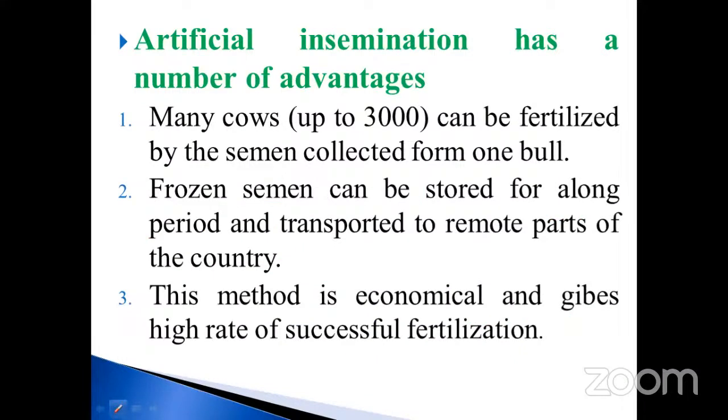What are the advantages of artificial insemination? Sometimes they may ask the question. The main advantages we already discussed, isn't it, my dear? Artificial insemination has a number of advantages. Up to a maximum of 3,000 cows can be fertilized by the semen collected from one superior male bull. Don't forget. One superior male can fertilize how many cows?